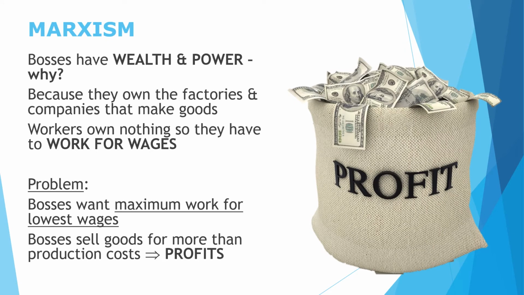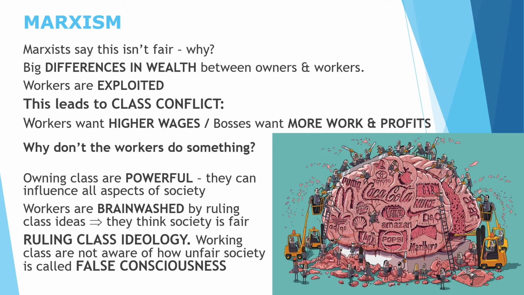Now, within this system, the bosses have the power, they have the money, and they have the wealth, and that's because they own the factories and the companies that make the goods. The workers own nothing, they have nothing. All they have is their ability to sell their labour, sell their time to make money. And the problem and the conflict that arises partially comes from the bosses wanting to maximise the profit. They want to give the lowest wages they can. For them, it's about making the profit, making money. And the conflict comes from the workers. The workers want more money. So that's where there is a disagreement.